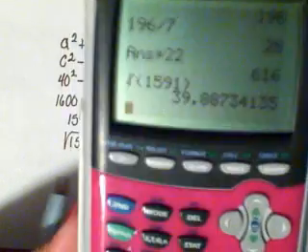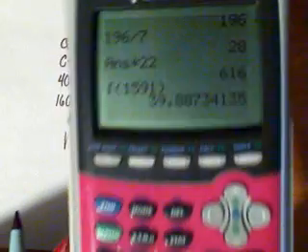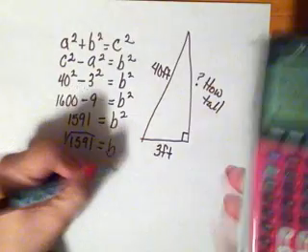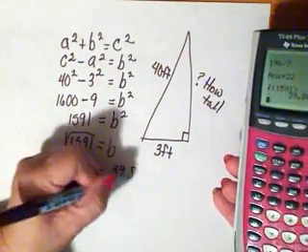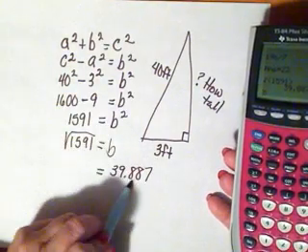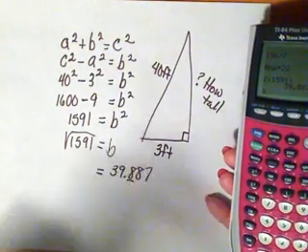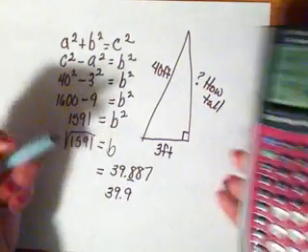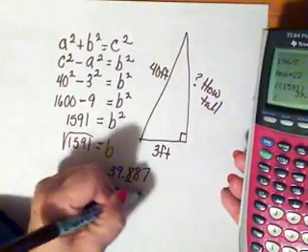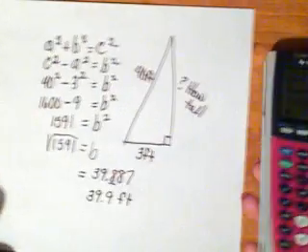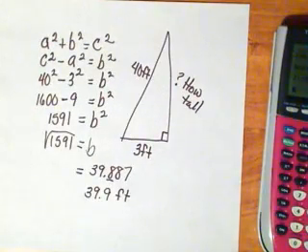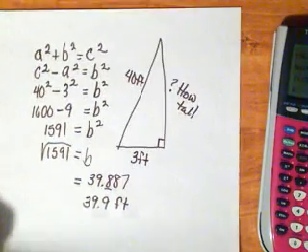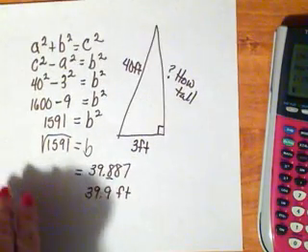So when we give it an approximation, we've got 39.887. And if it's rounded to the nearest tenth, that would be 39.9. And if it's in feet, then the building would be 39.9 feet tall. So that's an application of the Pythagorean Theorem.